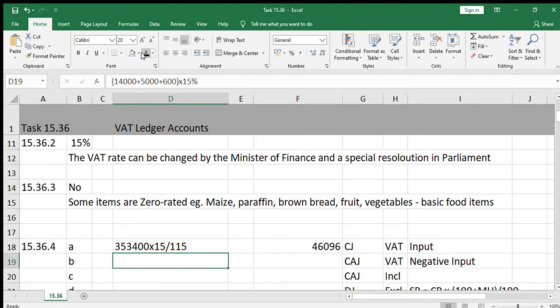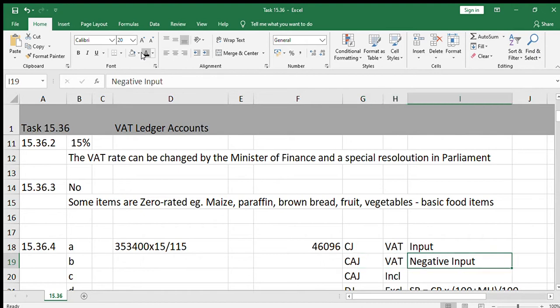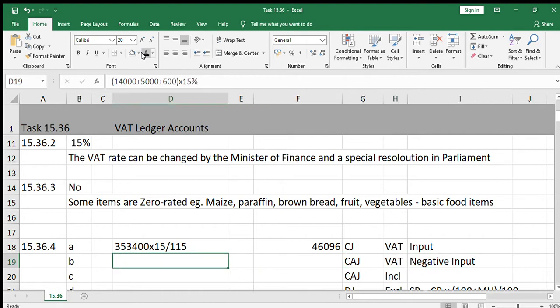Okay, in B, we are now in the creditors allowances journal. We need to calculate the VAT. I've made some notes for you on the side that the VAT from the CJ is VAT input because it's VAT on purchases. And now the CAJ is the opposite of the CJ because goods are being returned. So it's also input but negative input, okay, which we'll come to later. For now we need to calculate the amount.